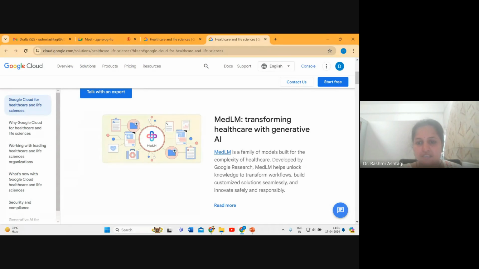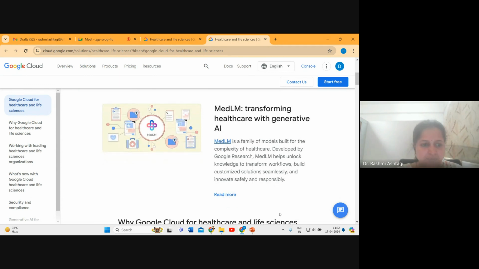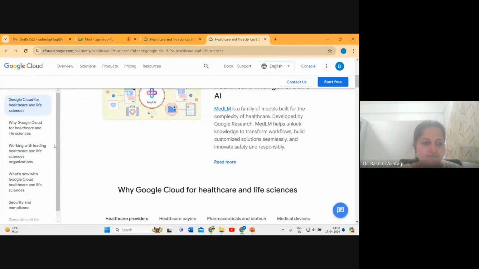Okay, here itself you can see transforming healthcare with generative AI. This is built specifically for medical purposes only, and it is developed by Google Research. It helps to transform workflows, build customized solutions seamlessly, and innovate safely and responsibly. Everything here is completely on generative AI, for healthcare and life sciences.